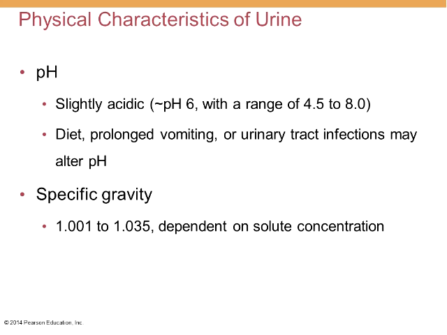The pH is slightly acidic in most cases, around 6, with a range of 4.5 to 8. Diet, prolonged vomiting, urinary tract infections, or metabolic acidosis can alter the pH.